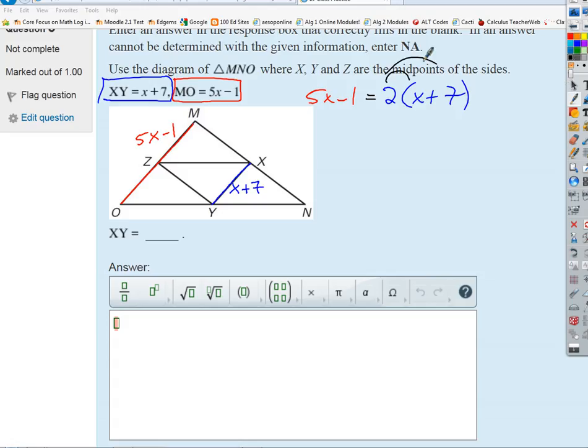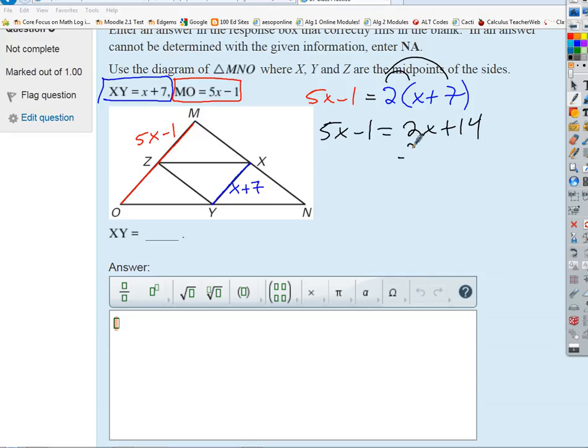So I'm going to distribute the 2 and get 5x minus 1 equals what? 2x plus 14. Okay, so Ahmad, what do I do next then? You combine like terms, so you get plus 1. Okay, so let's focus. You're right, but start with the variables. Which direction do I push the variables? To the left. Left, good.